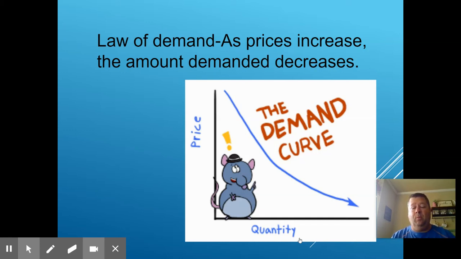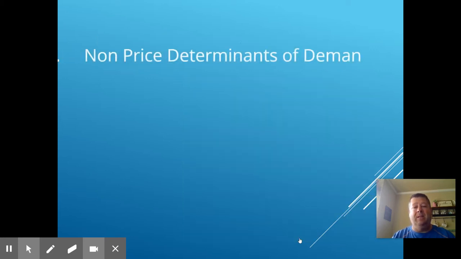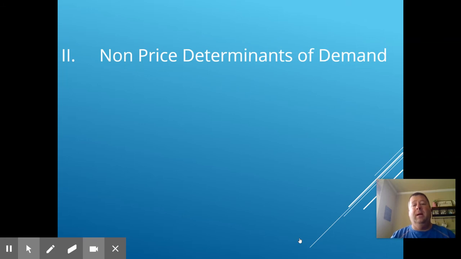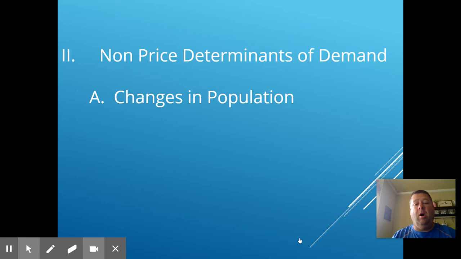So again, price is really our cue for buying goods, and we all love to shop and find those really great deals. And again, that is demand. So we're going to look at some non-price determinants. Again, price is our key thing, but there are some non-price things that determine demand also.